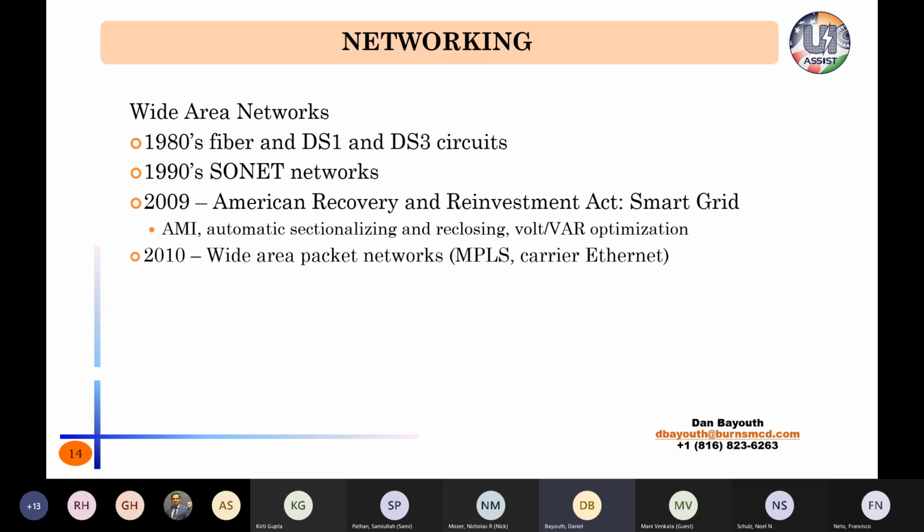So 2010 kind of starts the US utility migration away from SONET and towards current carrier technologies like MPLS and carrier Ethernet that scale very well with IP applications.